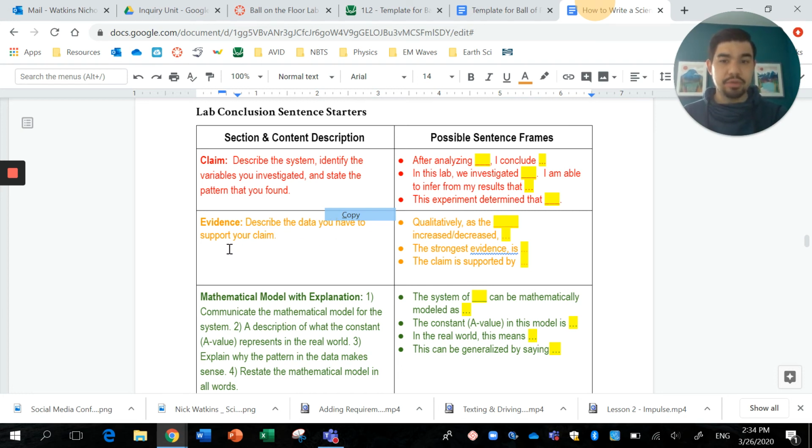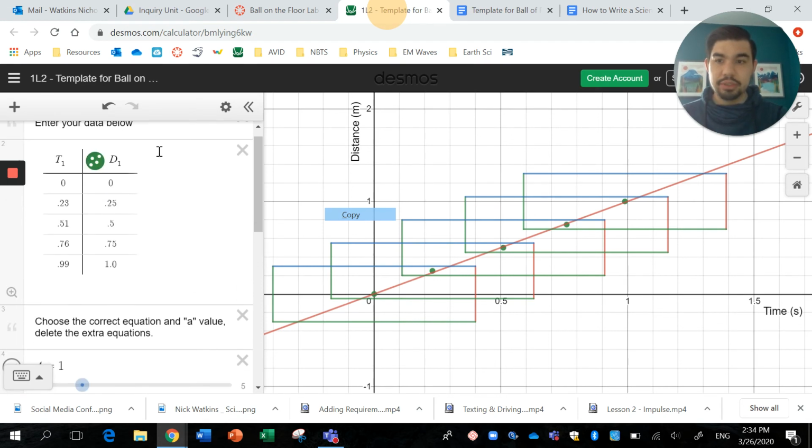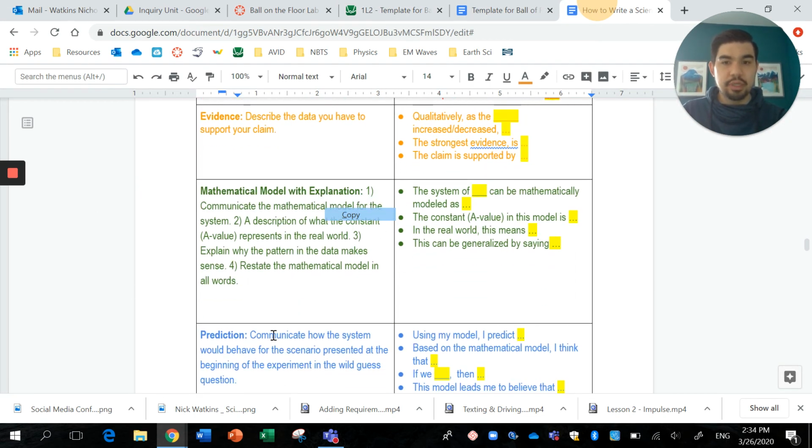Evidence. Describe the data you have to support your claim. You say the strongest evidence is that the line of best fit is proportional. This claim is supported by this first point. Let's say this first point, 0.23, 0.25, and then 0.51, 0.5. We see when our x variable doubled, our y variable doubled as well. All right, just some sentence starters to get you started writing.